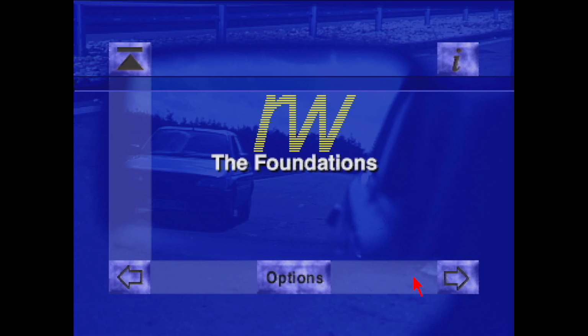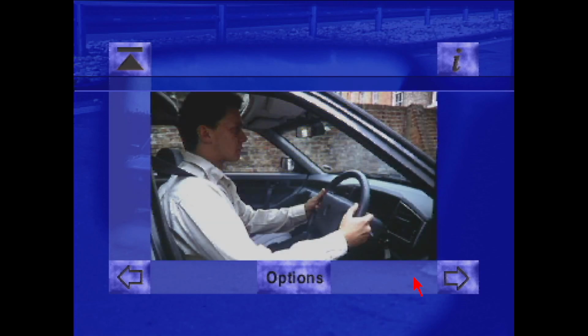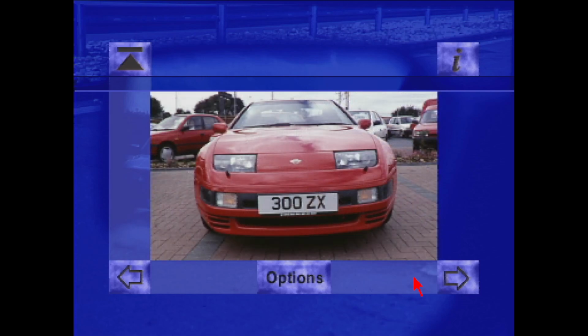This section allows you to explore the foundations of the RoadWorthy approach, the human capabilities and limitations of the driver, and the mechanical capabilities and limitations of the car.